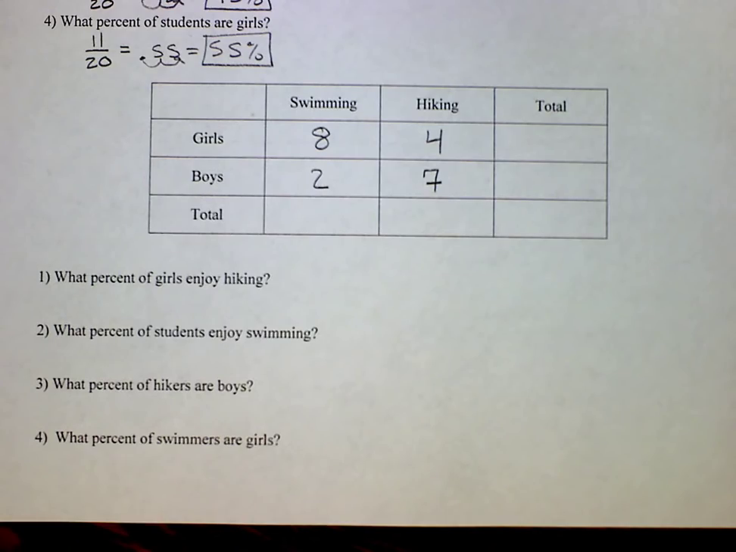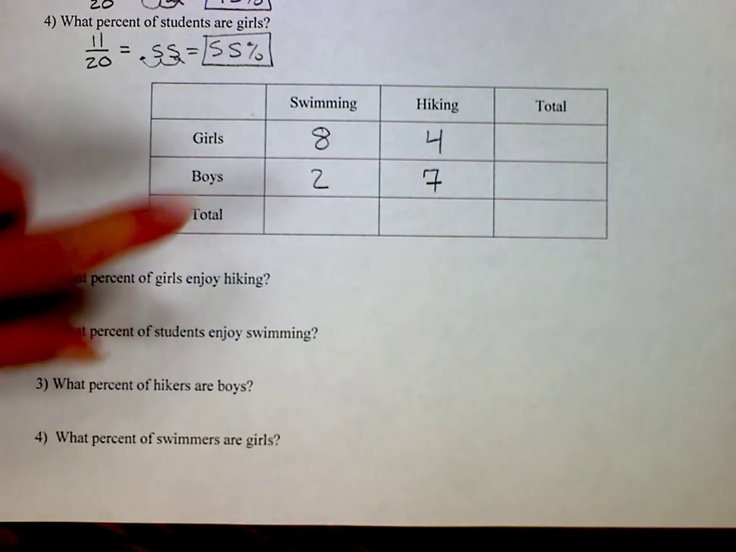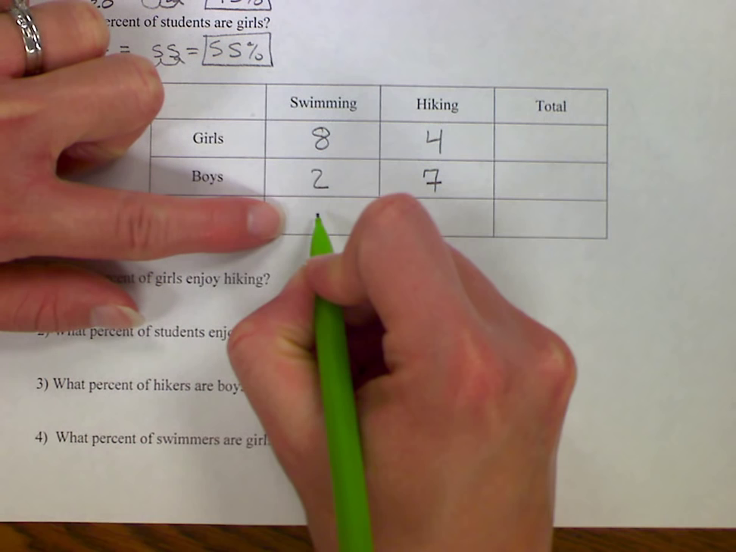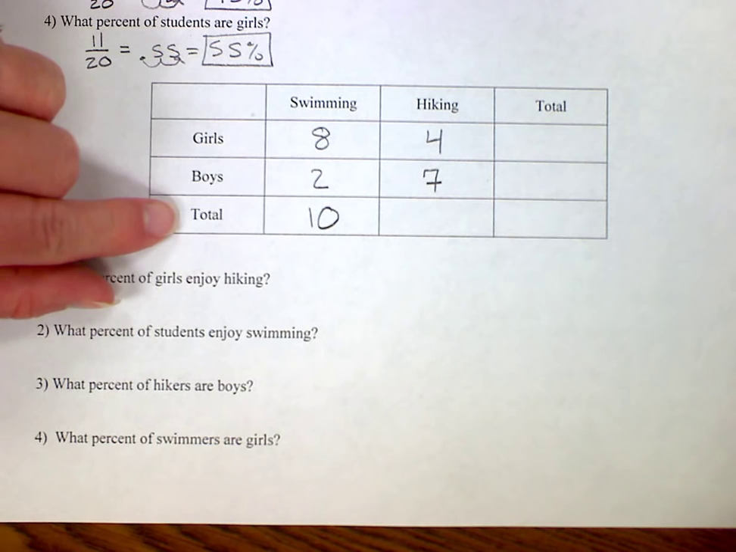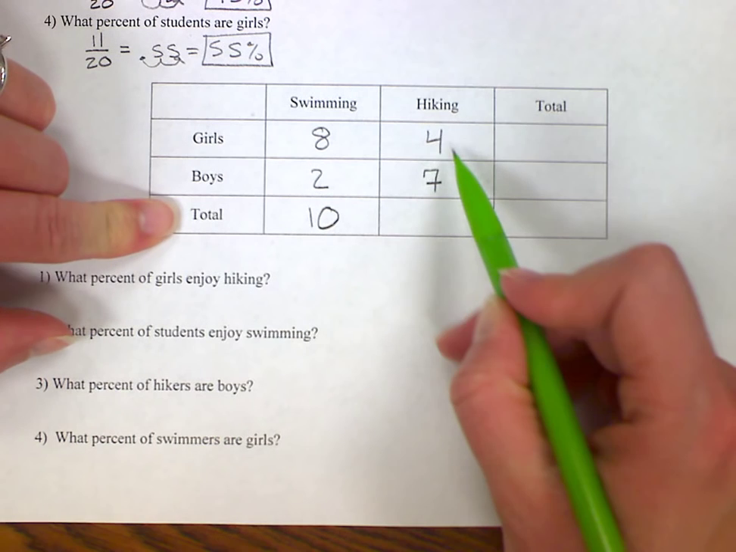So then we get our totals. So the number that preferred swimming over hiking was a total of 8 plus 2, which is 10. The total of people that liked hiking over swimming was 4 plus 7, which is 11.